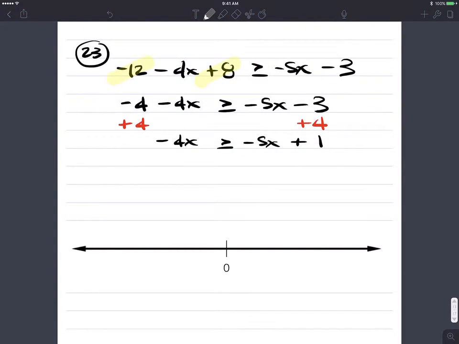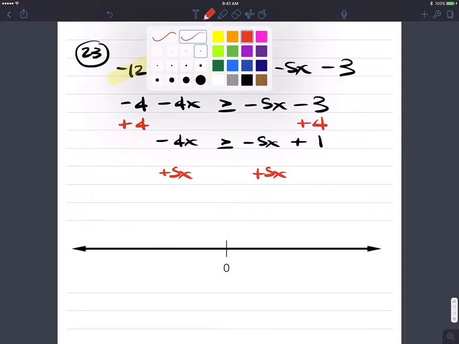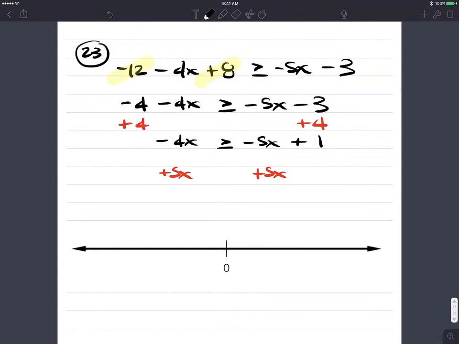We're now going to add 5x to both sides. Now negative 4x plus 5x is going to give us x, greater than or equal to negative 5x plus 5x, which cancels on the right side of the inequality, so we end up with just the number 1. X is greater than or equal to 1.